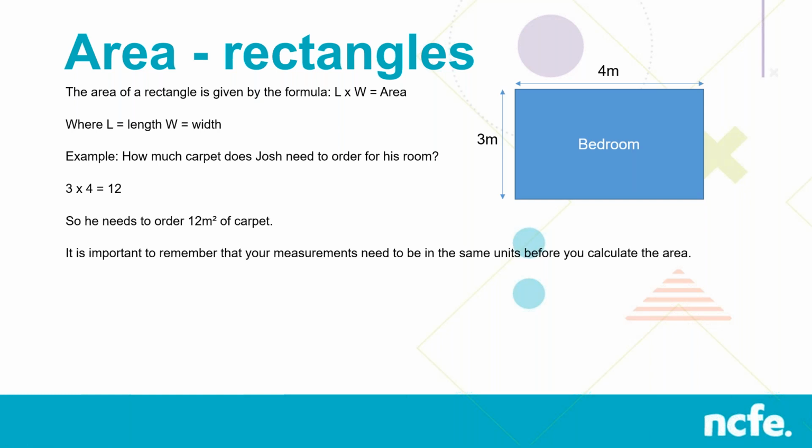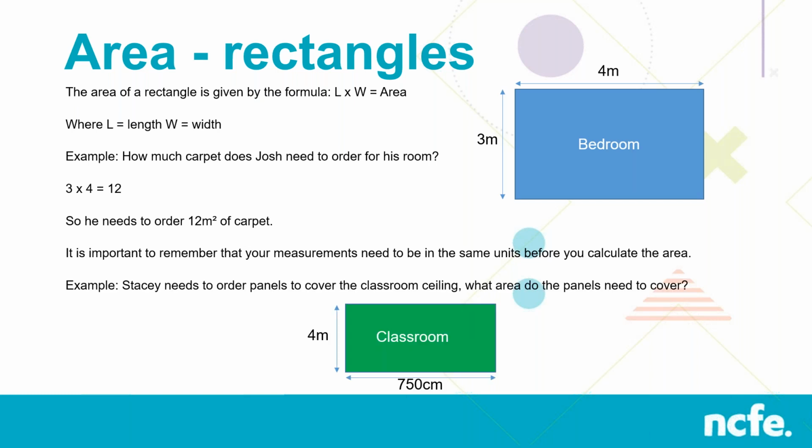It's very important when you are calculating area that your measurements are in the same units before you do your calculation. So in this example, Stacey needs to order panels to cover the classroom ceiling. What area do the panels need to cover? So we've got the length is 750 centimetres and the width is 4 metres.